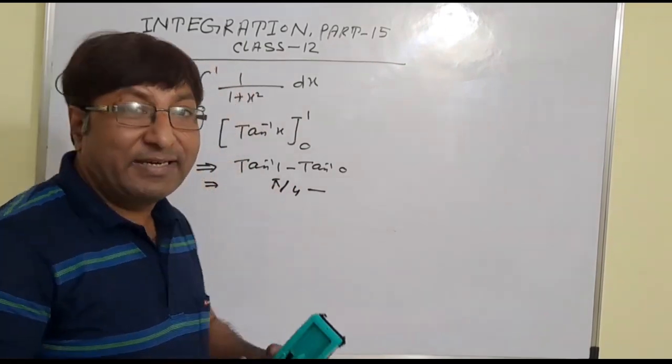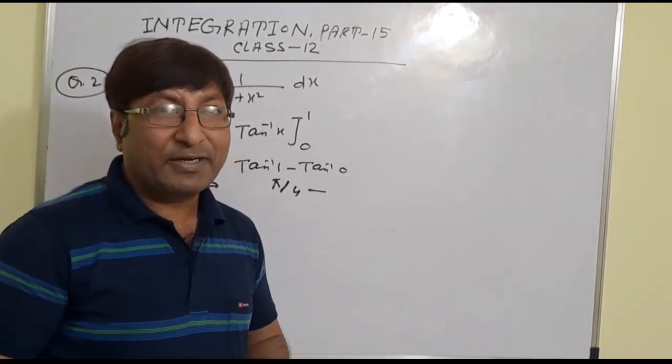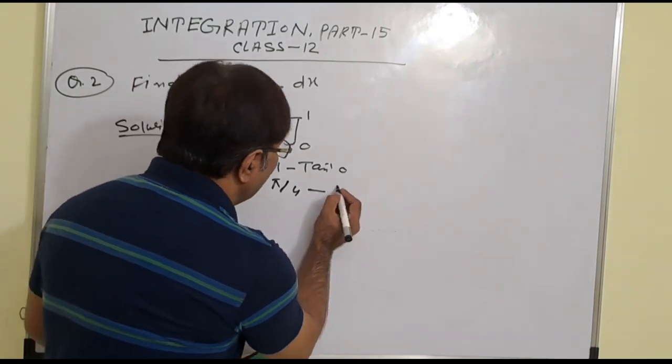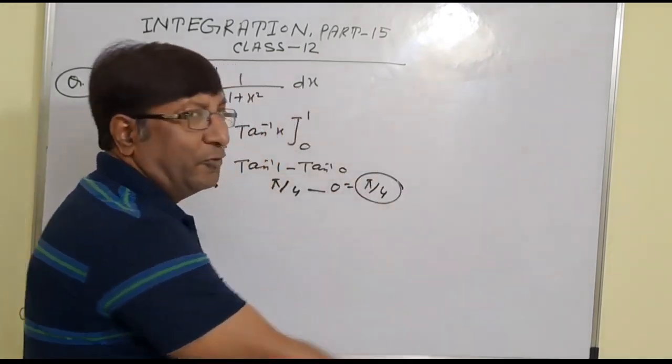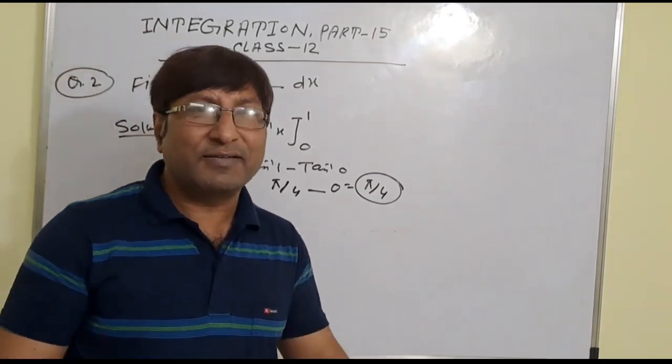Again, you know tan 0 is 0, so tan inverse 0 will be 0. So our correct answer is pi by 4. So pi by 4 is our right answer.